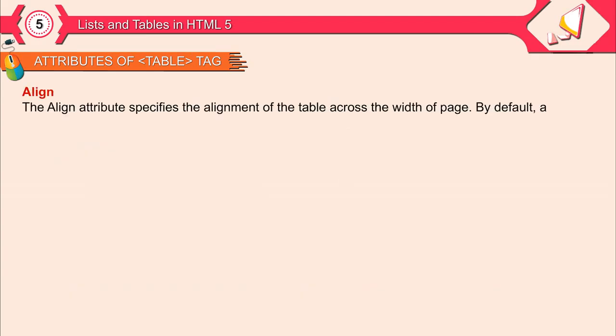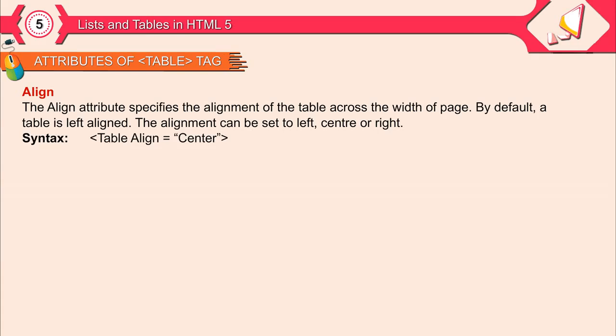Align. The align attribute specifies the alignment of the table across the width of the page. By default, a table is left aligned. The alignment can be set to left, center, or right. Syntax. Table align is equal to center.